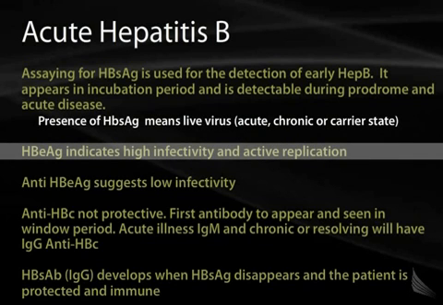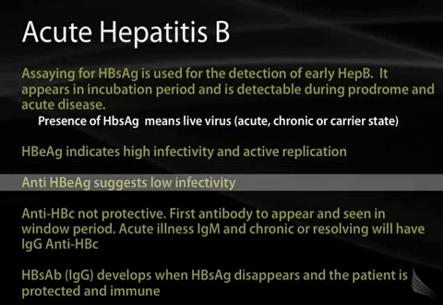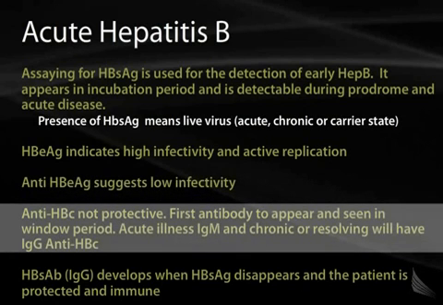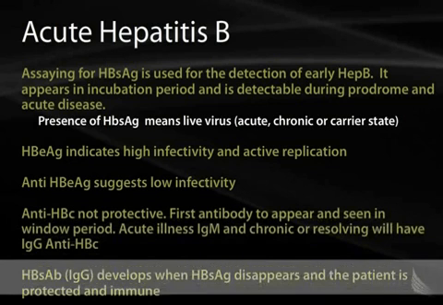Hepatitis B E antigen indicates high infectivity and active replication. If you have anti-HBe antigen, that suggests low infectivity. Anti-core is not protective, but it is the first antibody to appear, and it's seen in the window period. Acute illness shows IgM and chronic or resolving people will have IgG to anti-core.